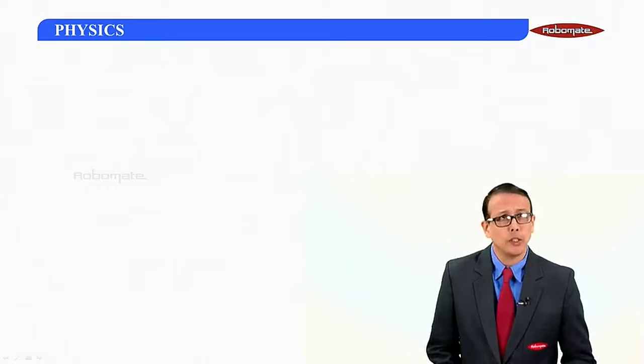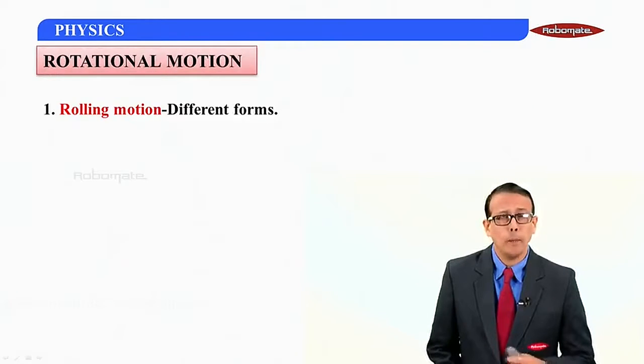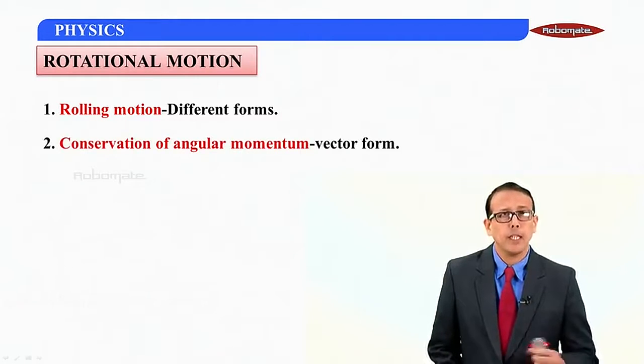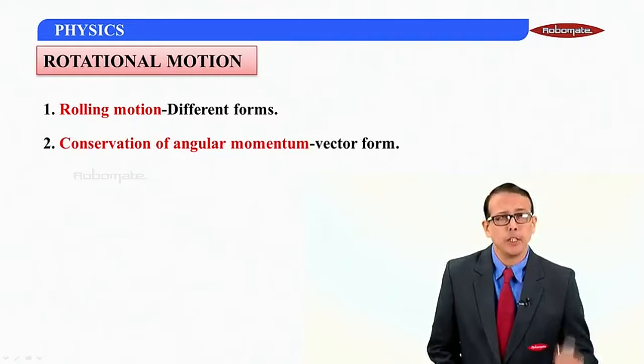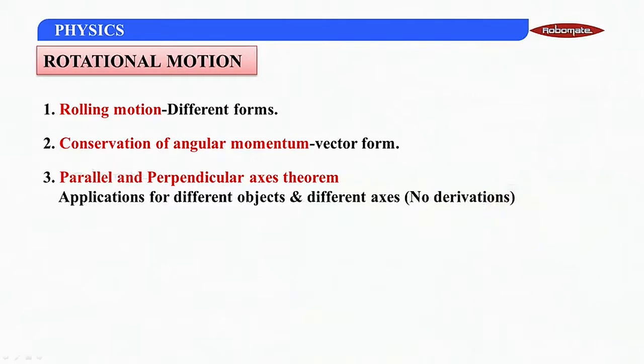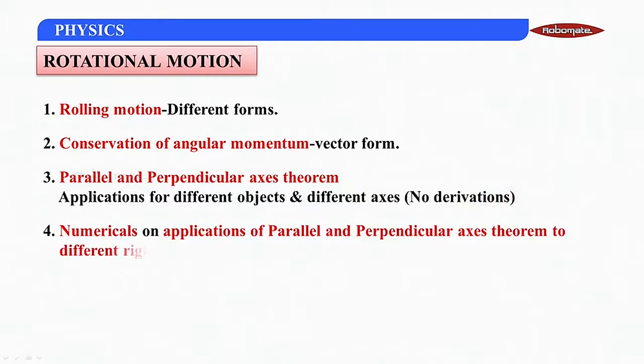Let's move to the next chapter, students, rotational motion. Now, one of the important questions here is rolling motion, different forms. That means expression for total rolling kinetic energy, expression for acceleration, expression for velocity. Next, conservation of angular momentum, the statement and its derivation in vector form, parallel and perpendicular axis theorem, and also its application to different objects and different axes. Also students, numericals on application of parallel and perpendicular axis theorem to different rigid bodies.